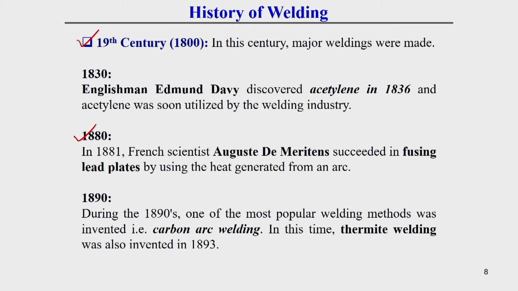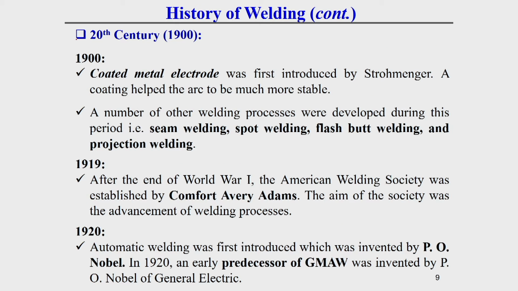During the year 1890, one of the most popular welding methods was invented, that is carbon arc welding. At this time thermite welding was also invented, in the year 1893. Then in the 20th century, a lot of electric arc welding techniques were developed. Apart from electric arc welding, some other techniques like solid state welding and resistance welding were also developed in this century. This is the most important century, where a lot of welding inventions were made.